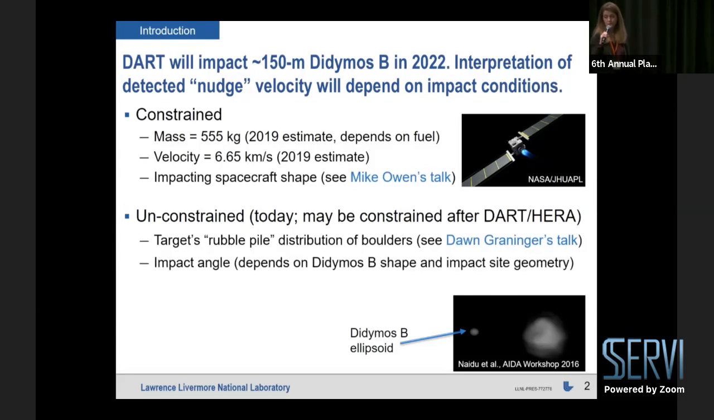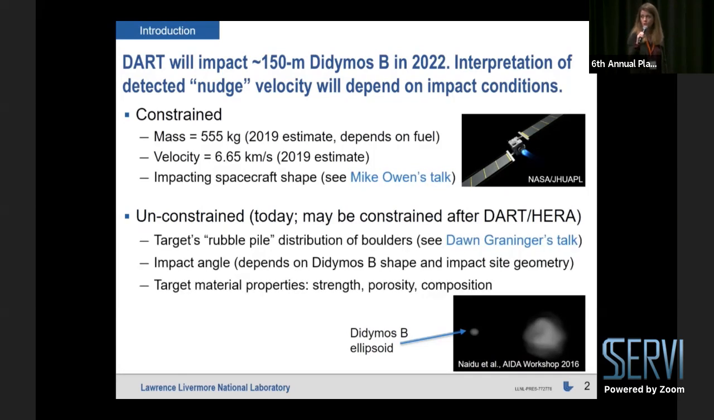The impact angle, and that's the focus of my talk today. I'll be looking, in a systematic way, at how impact angle affects the asteroid's response to the impact. And this is going to depend on a couple of different things: both the broader shape of the asteroid, the Didymos B shape, as well as the impact site geometry. And finally, target material properties like strength, porosity, and composition are all going to matter, and I'll talk a little bit about those as well.